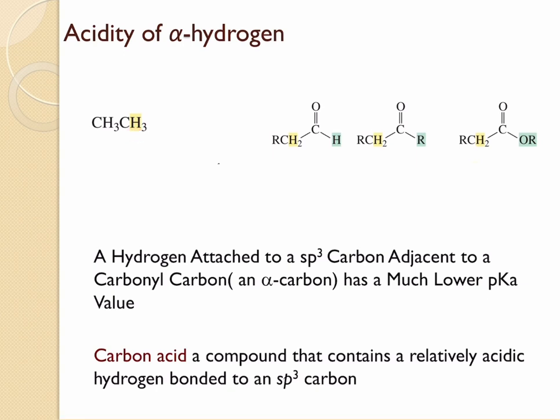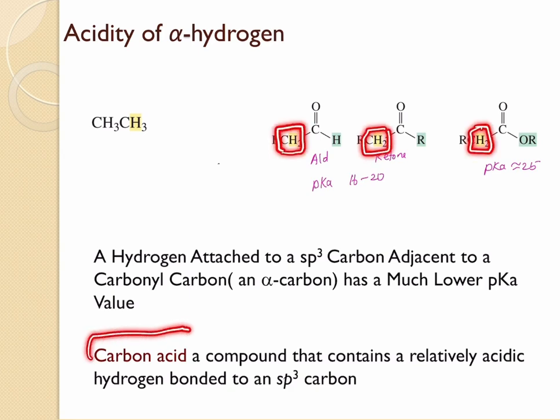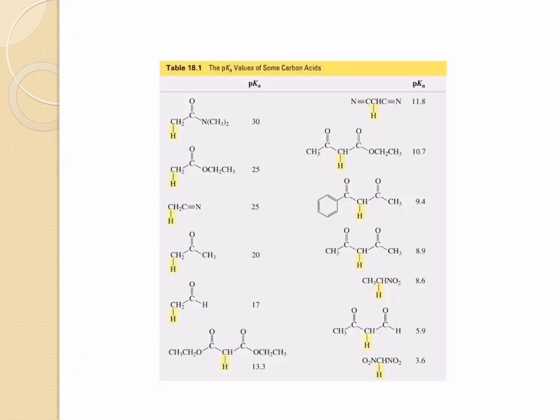In carbonyl compounds, the alpha hydrogen is relatively acidic. For example, when you take the case of aldehydes or ketones, so this is an aldehyde, this is a ketone, the pKa value of this acidic hydrogen is going to be roughly around 16 to 20. In the case of esters, it's going to be around 25. So these compounds which have an acidic hydrogen bonded to an sp3 carbon are called carbon acids. Here are some examples of carbon acids and their pKa values.